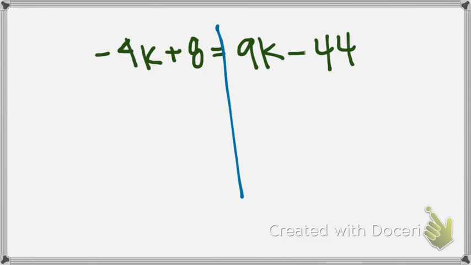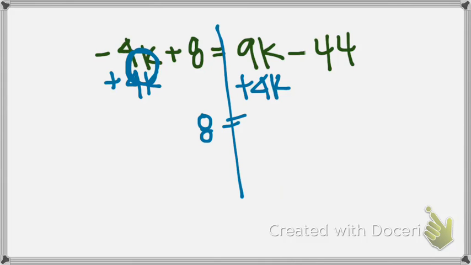So if we look over here, negative 4k, to get back to 0, I would add it. I'm going to do that because I like things to be positive. So now I've got negative 4k plus 4k, I have 0. So I didn't leave any bombs on that side. And now I have 13k minus 44. Okay, and now k is all by itself.